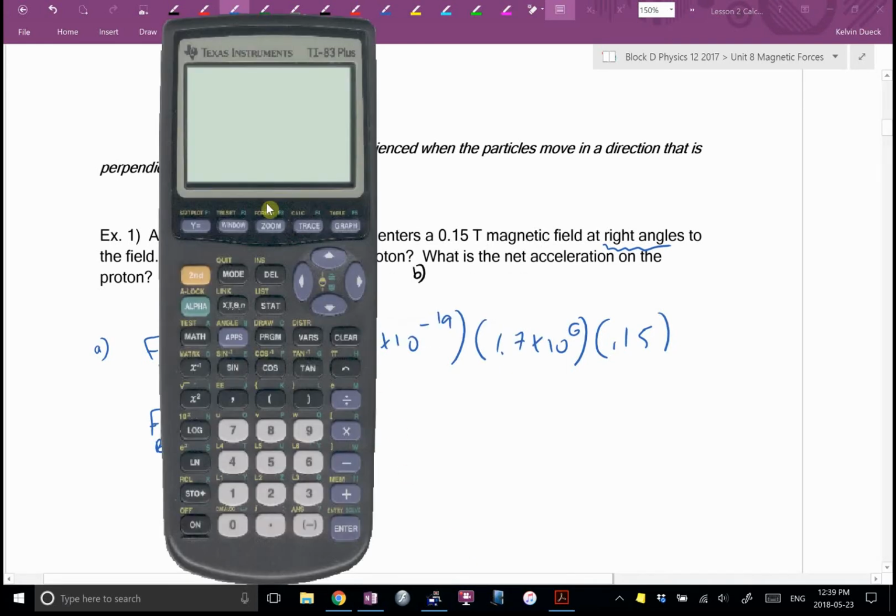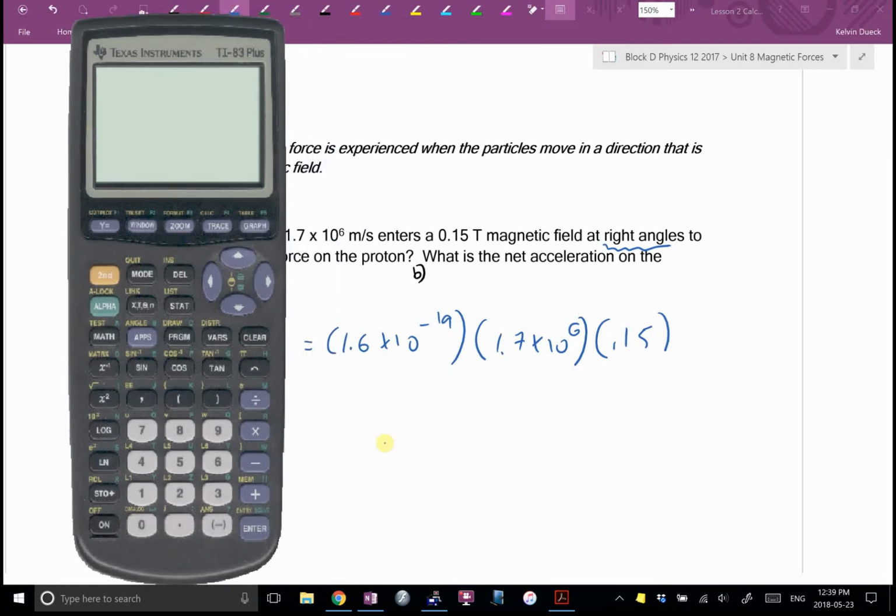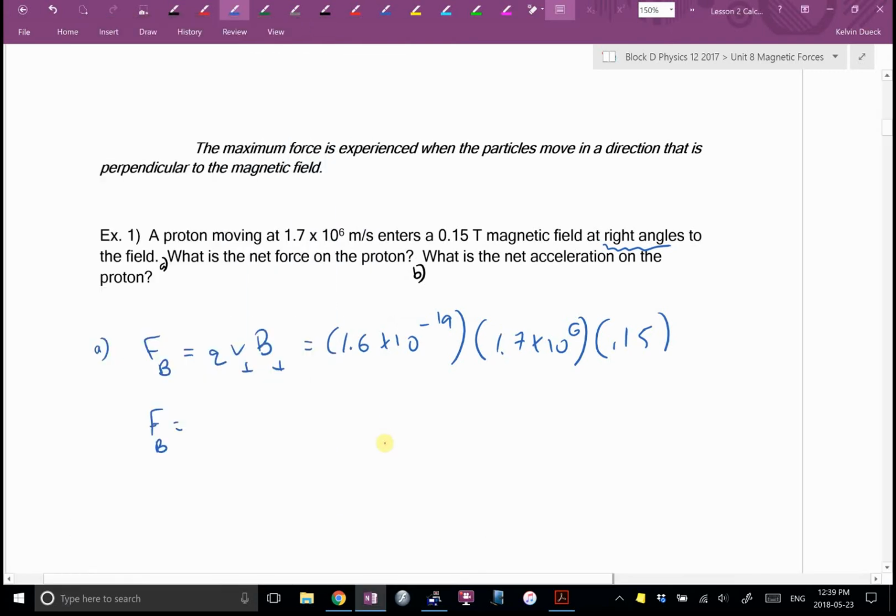4.08 times 10 to the negative 14. Sorry? 4.08 times 10 to the negative 14. Is that right, folks? Yeah. Force is measured in newtons. Is that big? Well, it may seem small, but what does part B want us to find, Eric?